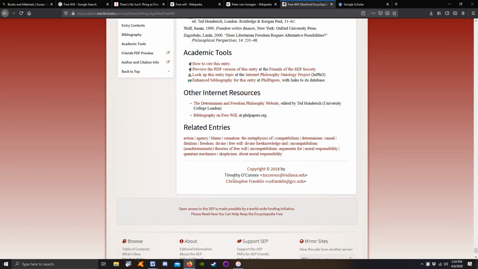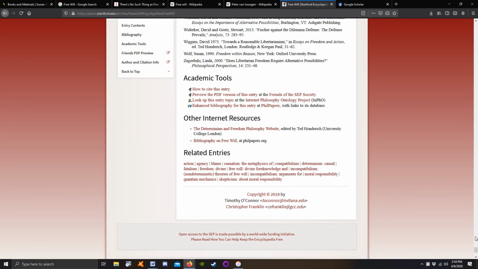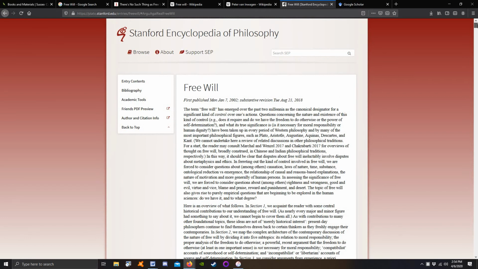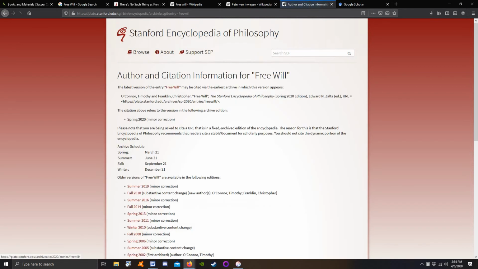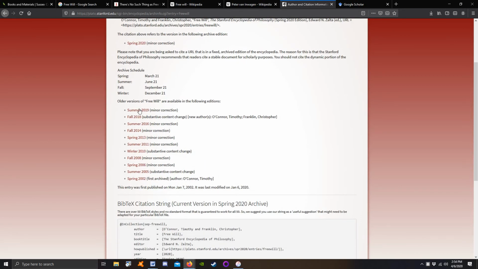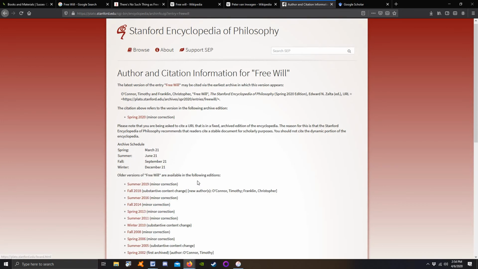If you come down and find it is written by Timothy O'Connor at indiana.edu, Christopher Franklin at gcc.edu, these are major scholars in the field. These are people who are legit professors at major institutions. So you already know this is a fairly reliable source. You can track down the author and citation info easily. You can track down why they are really important. You can track down the history of the corrections and changes from when it was first written. There's a lot here that you can use.